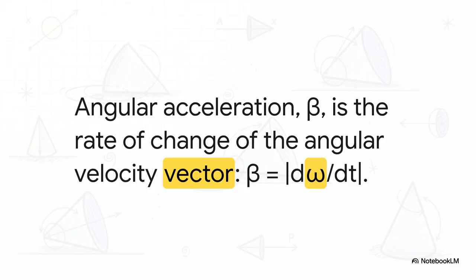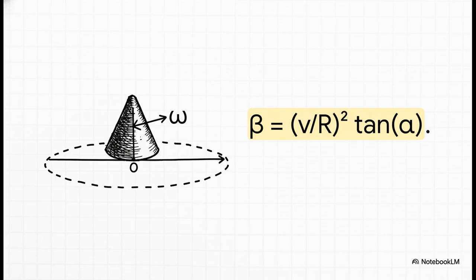just the speed. Since the direction of our omega vector is changing from moment to moment, that d omega by dt term is not zero. And if it's not zero, then we absolutely have an angular acceleration. You can even visualize this. Picture that omega vector with its tail pinned to the apex O. As the cone precesses, the tip of that vector actually traces out a perfect horizontal circle. Angular acceleration is just a measure of how fast that vector's tip is moving around the circle.